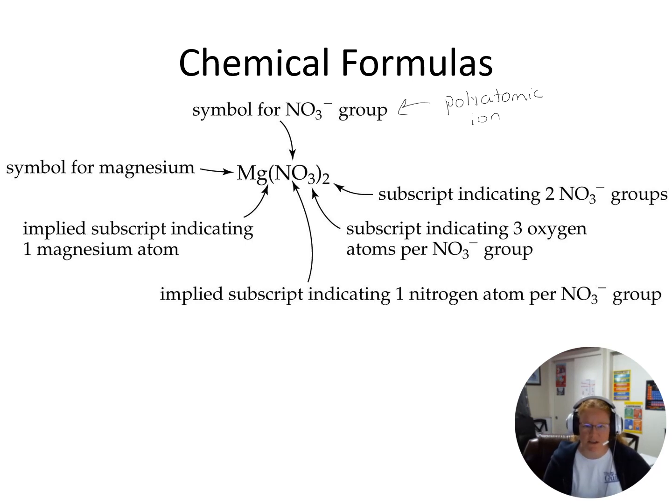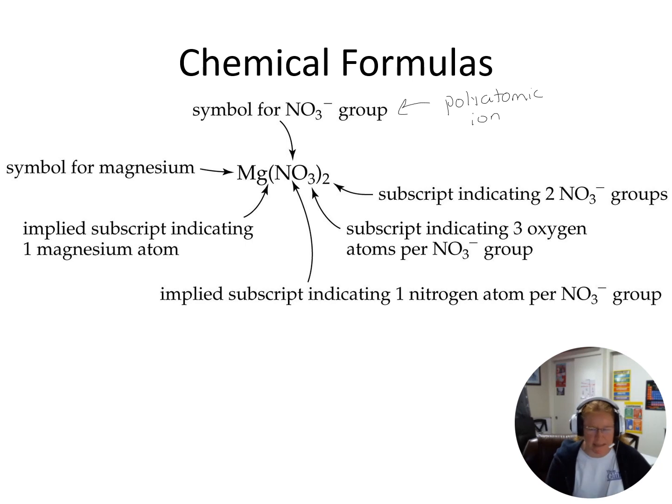So in this situation, we have magnesium, and then we've got this NO3 group. This is magnesium nitrate. So I have one magnesium, and then that nitrate is written in parentheses, indicating that I have two total nitrate groups. So if I were to look at that, I'd have one magnesium, two nitrogens, and 6 oxygens total in that whole formula.